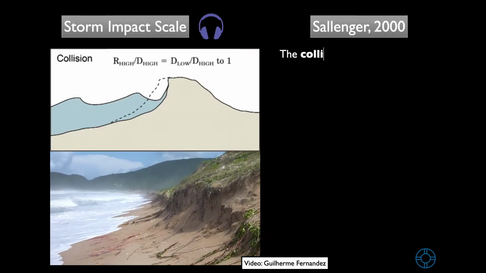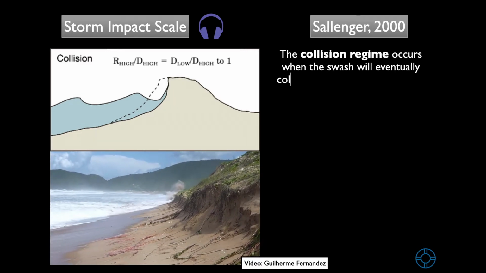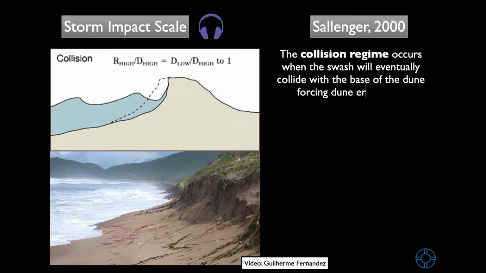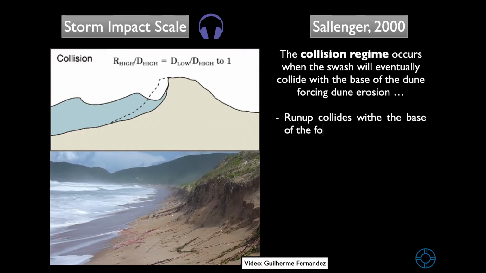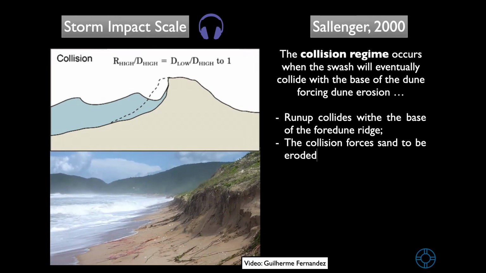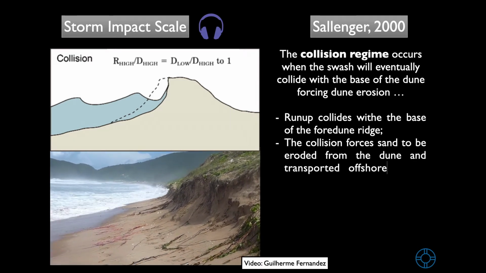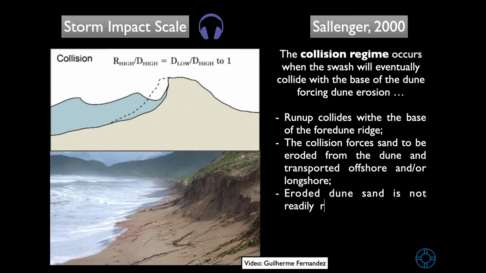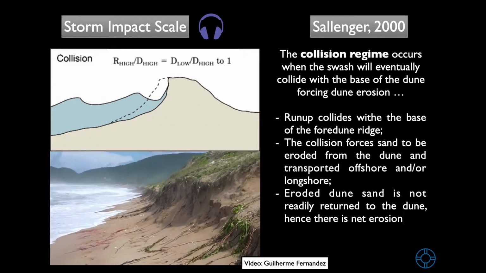The second one is the collision regime, which occurs when the swash will eventually collide with the base of the dune, forcing dune erosion. The run-up collides with the base of the fore-dune ridge. The collision forces sand to be eroded from the dune and transported offshore and or longshore. Eroded dune sand is not readily returned to the dune, hence there is net erosion.